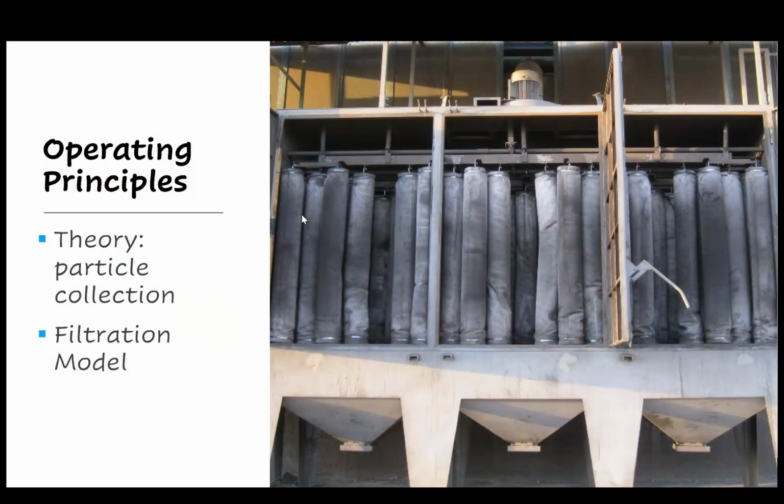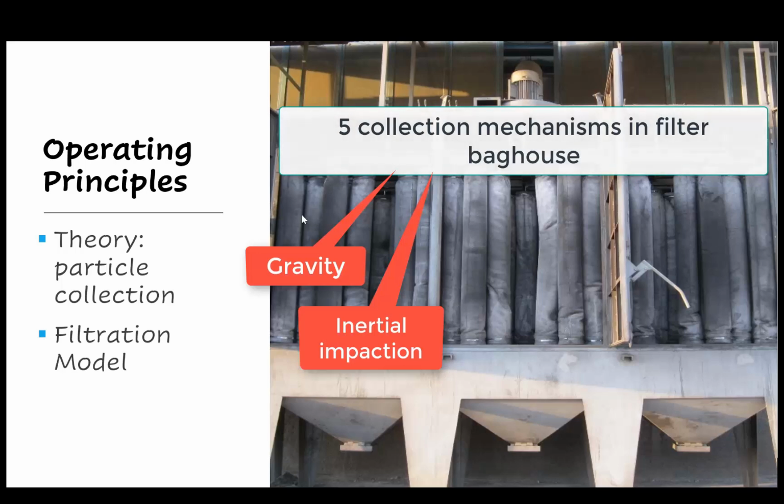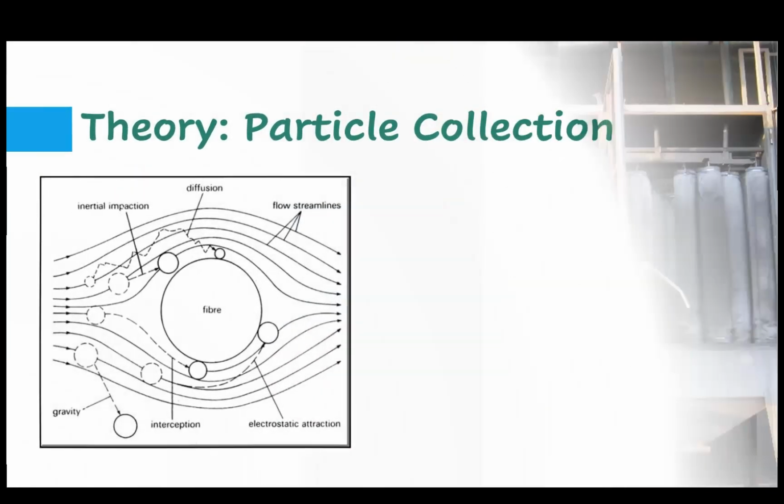Particles of different sizes are removed by different physical mechanisms in a baghouse filter and rigid barrier filter. There are 5 mechanisms involved in the collection of particulates in a filter baghouse. They can be distinguished as gravity, inertial impaction, interception, Brownian diffusion, and electrostatic attraction.